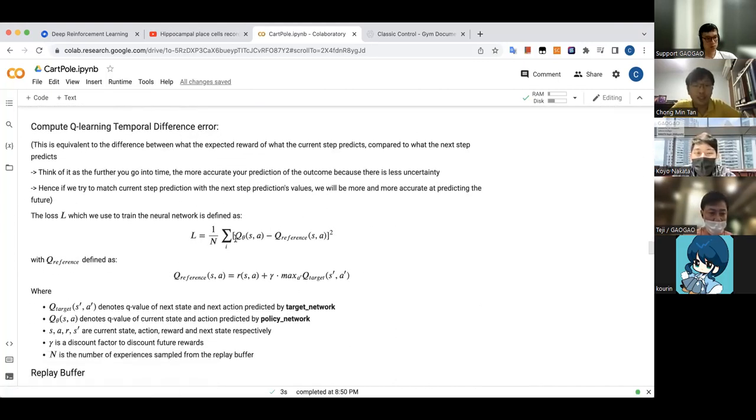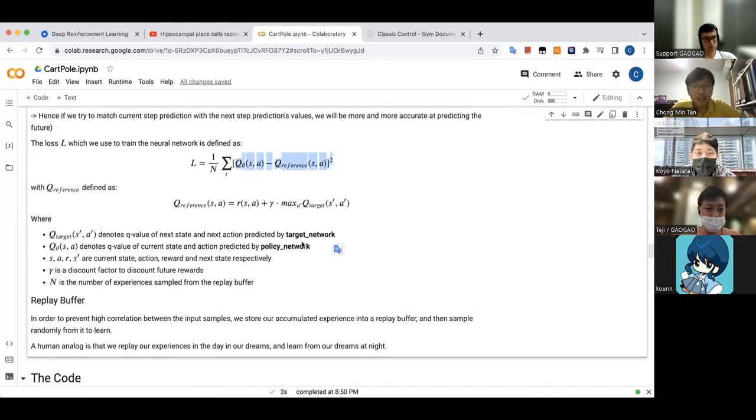We use this loss function, which is the mean square error. Basically, this is the target Q reference, which is the one step look ahead by the target network, and this is the policy network. So it's the same as what I did in the slides. All this you can just take a look.